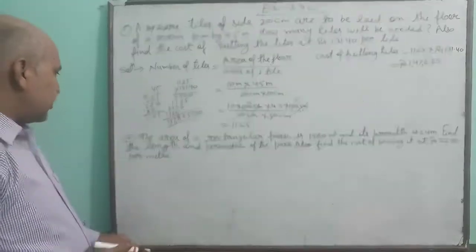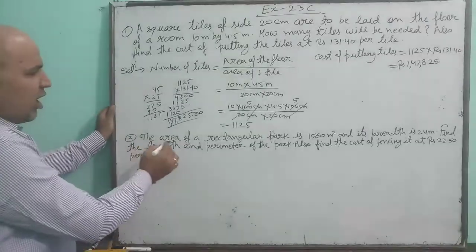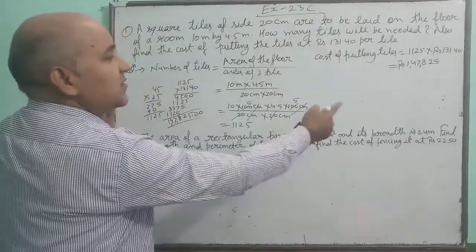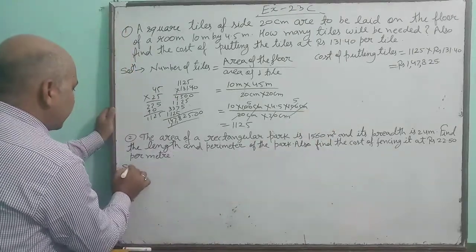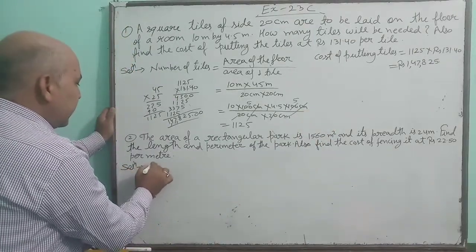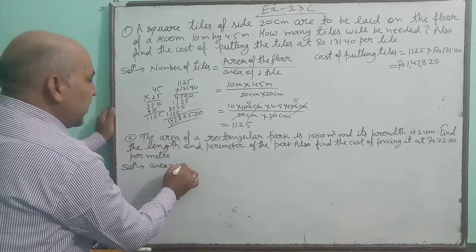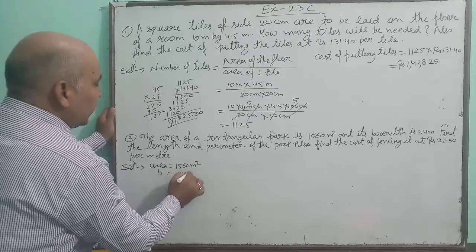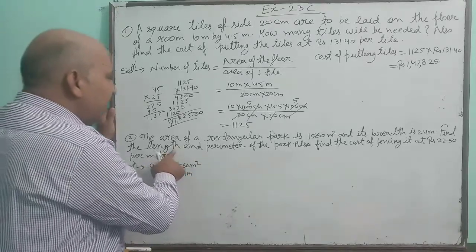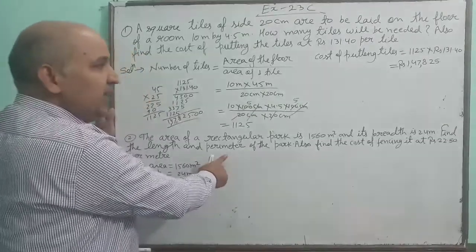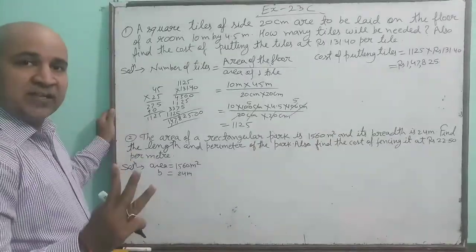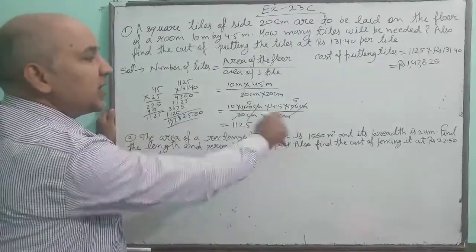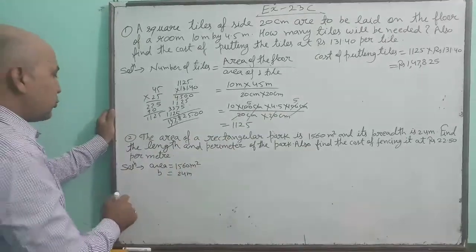Okay, now see the second question. The area of a rectangular park is 1,560 meters square and its breadth is 24 meters. See this question. Again here the area is given, 1,560 meters square. Breadth has been given, 24 meters. Then you have to find the length, perimeter and cost of fencing. There are three questions. You have to find the length, the perimeter and the cost of fencing also. So see how to do.